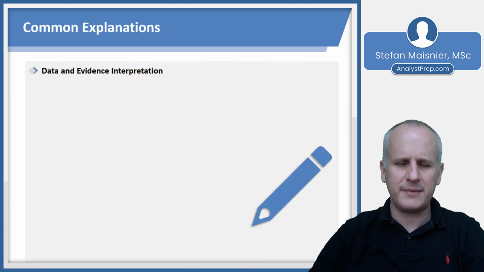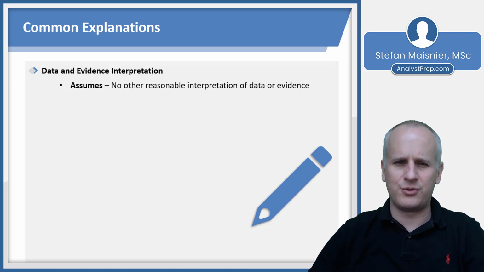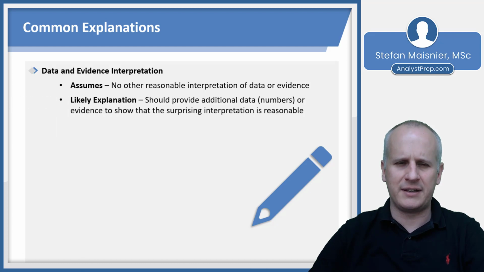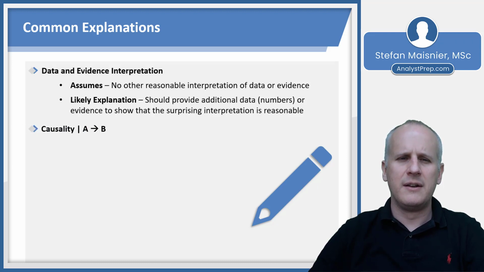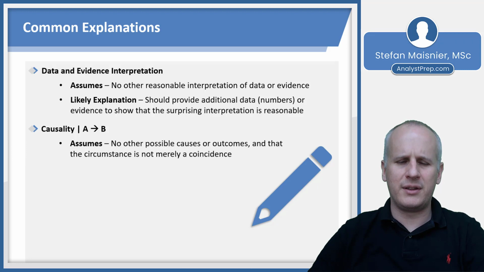So going back to our common arguments and therefore common explanations, including data and evidence interpretation, which of course assumes that there is no other reasonable interpretation of the data or evidence provided, and a likely explanation should provide additional data or numbers to show that the surprising interpretation of that data or evidence is in fact reasonable. For a causality, we know that the assumption is there are no other possible causes or outcomes for the circumstance, and that circumstance is not merely a coincidence.